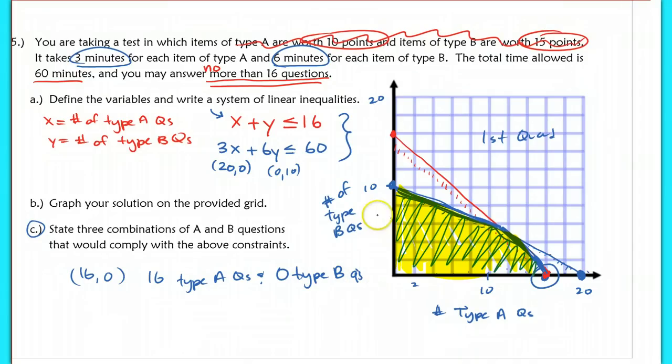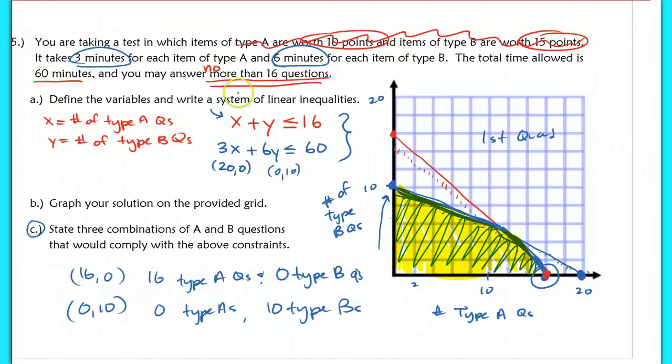I can also answer this top boundary point, 0, 10. That would be meaning 0 type A's and 10 type B's. So I don't have to answer a total of 16. I can't answer more than 16. Now, a third point, I could pick where those 2 lines intersect, and that's actually what we're going to start talking about in the next chapter.